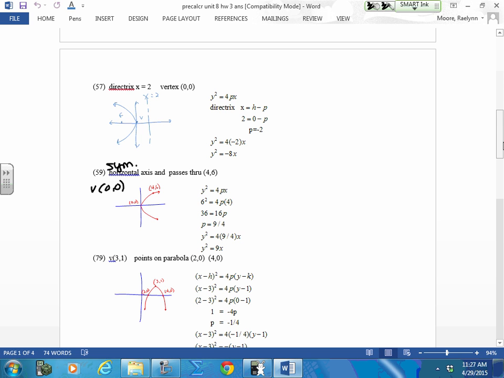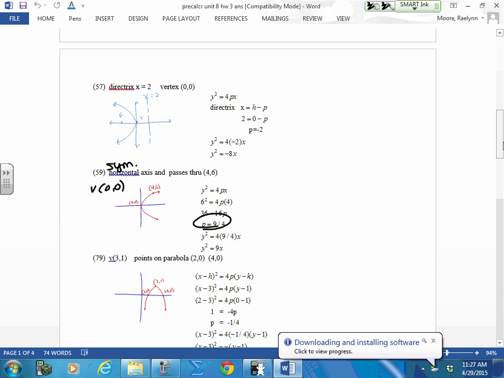If you left a blank, that's fine. Or made your own little scenario, that's fine too. Plug in the 4 and the 6 to find your p. And don't forget to go back and plug your p in and resolve it. Don't leave it like that. 4 times 9/4. Don't leave that. Resolve that.